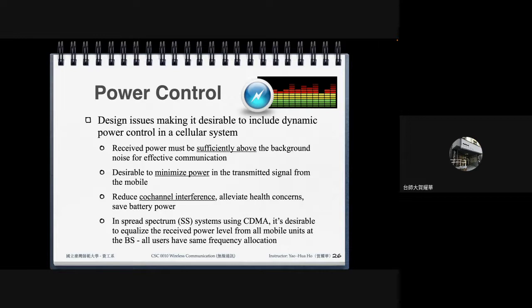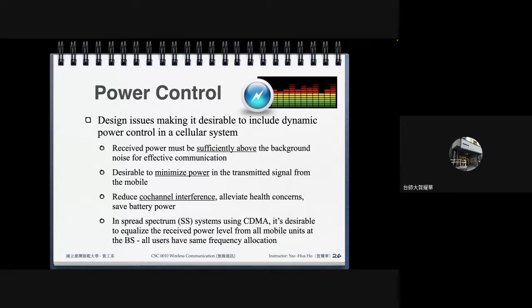we want to prevent the co-channel interference, right? So the co-channel interference has to do with the power control. This is a design issue to make it desirable to include dynamic power control in the cellular network, where the received signal must be significantly above the background noise for effective communication. I need to make sure the QoS is good enough for me to decode, right? However, it is also desirable to minimize the power in a transmitted signal from the mobile device.